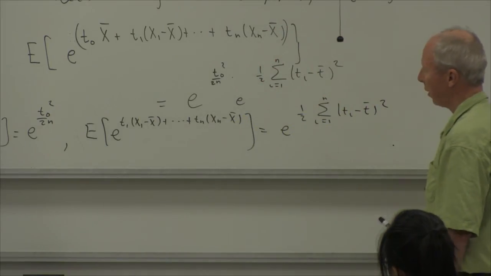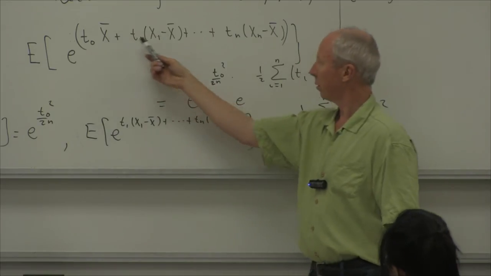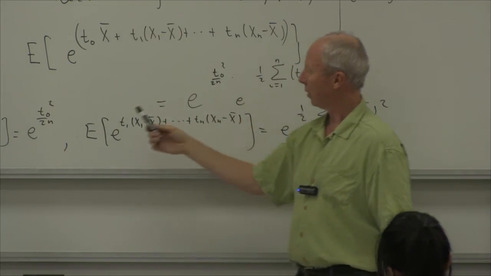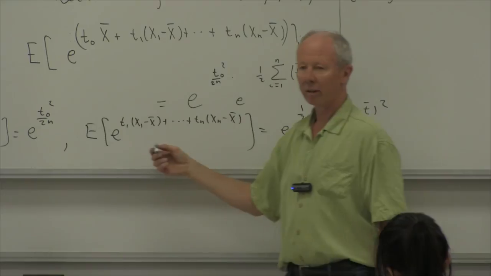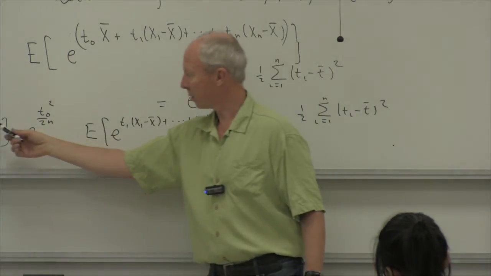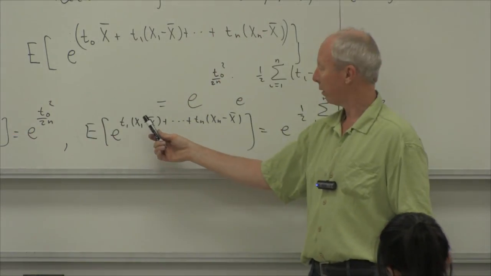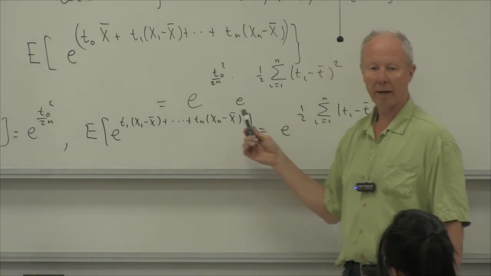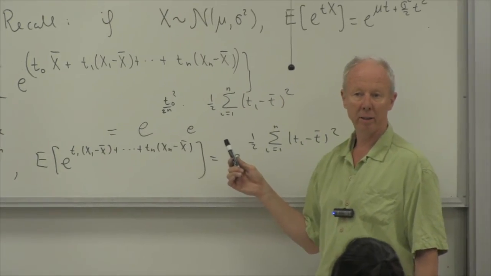So what's the moral of the story? The moment generating function for this is the product of this moment generating function and that one. So what does that mean? It means this random variable x bar and the vector x1 minus x bar through xn minus x bar are independent.